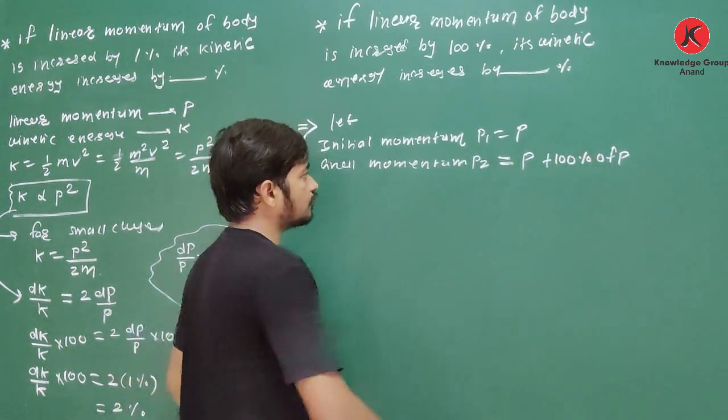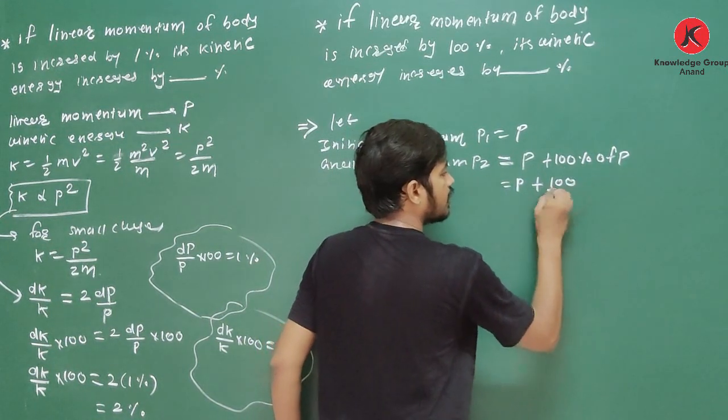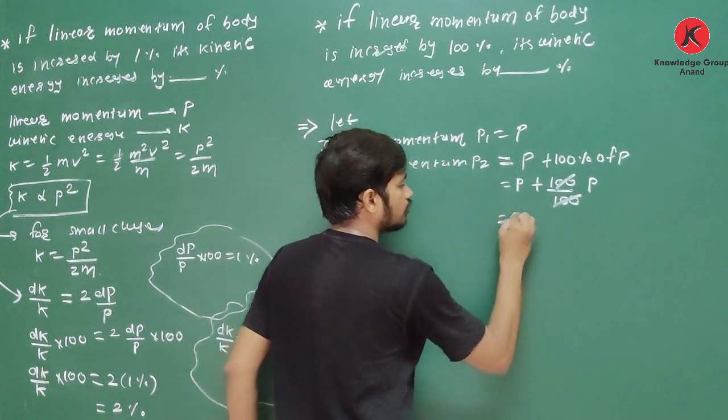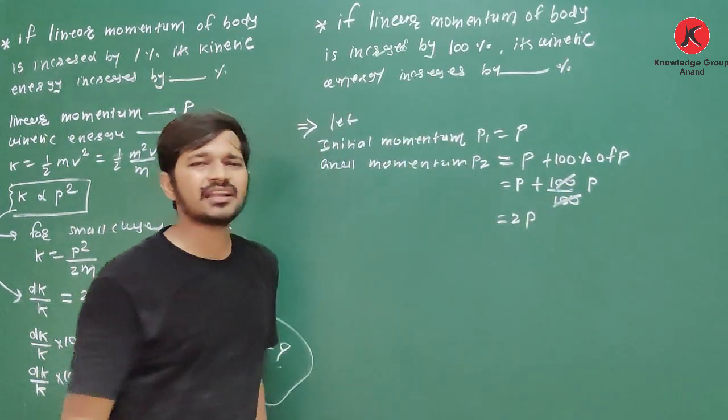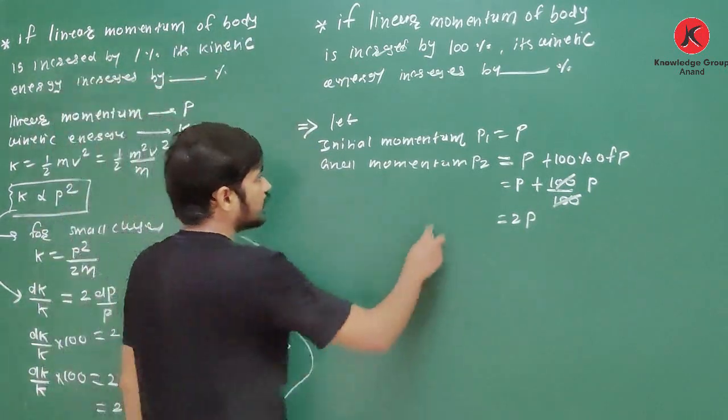See how to write this equation. Initial momentum is P. Now it is increased, so it is plus 100% of P. How to find it? P2 is equal to P plus 100 divided by 100 into P, so 100 upon 100 cancels, and it is 2P. And we know that a 100% change means double. So here the linear momentum is double.